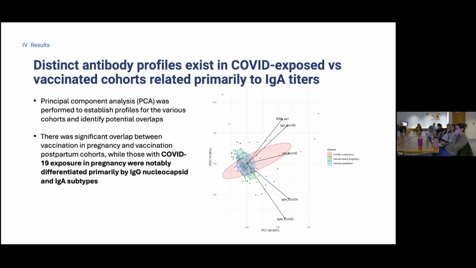Most notably, we see that there's a significant overlap in the vaccination in pregnancy and postpartum groups. So that's green and blue. So we see that they're very similar in the antibody subtype profiles. The red is the COVID in pregnancy. And so we can see that because this is red, and this vector is the IgGs and this vector is the IgAs, those are primarily the subtypes that exist in the COVID exposed types.